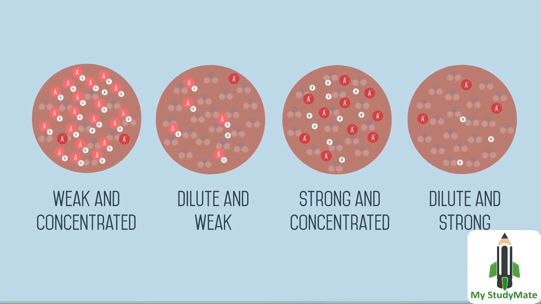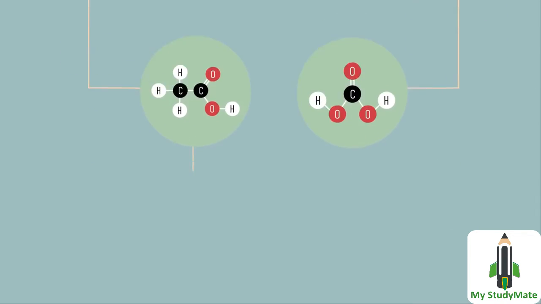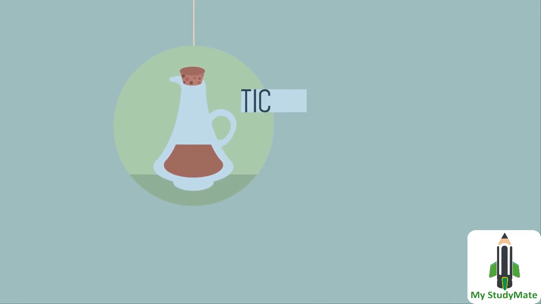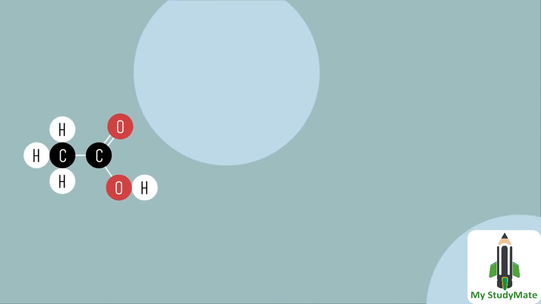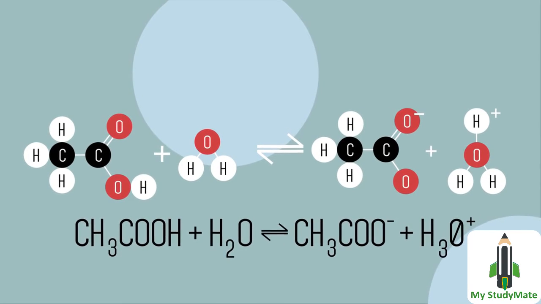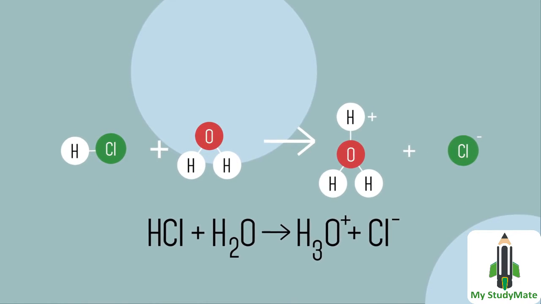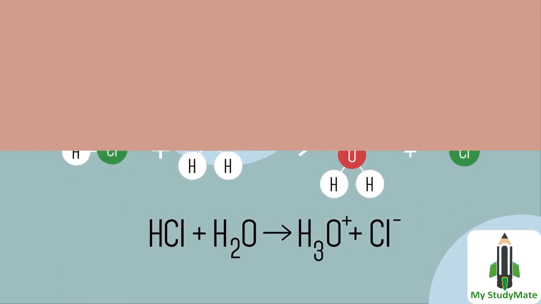Here are 2 common weak acids, vinegar and carbonic acid. Vinegar is also known as acetic acid or ethanoic acid. Ethanoic acid reacts with water to produce hydroxonium ions and ethanoate ions. Strong acids, however, totally dissociate into their ions, which is indicated by the non-reversible arrow in the example shown for hydrochloric acid and water.